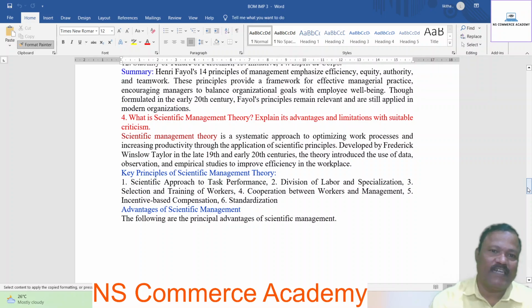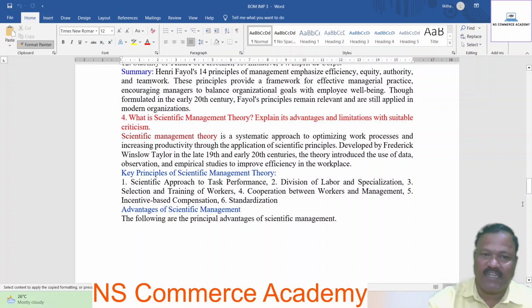Scientific management theory is a systematic approach to optimize work processes and increase productivity through the application of scientific principles developed by Frederick Winslow Taylor in the late 19th and early 20th centuries. The theory introduced the use of data, observation, and empirical studies to improve efficiency in the workplace.